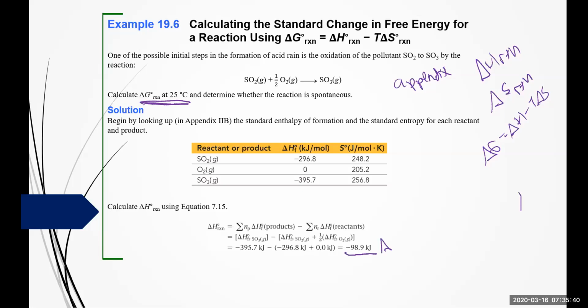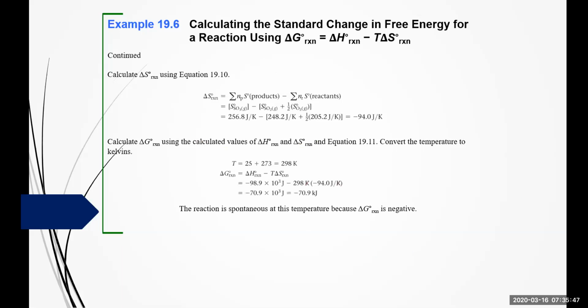So this is our delta H of our reaction. We can do the same thing for our delta S. We find that one up here. Then when we plug it in, we just need to make sure that we line up the units, joules to joules. And so the reaction is going to be spontaneous at this given temperature. And it has a value of negative 70.9 kilojoules.